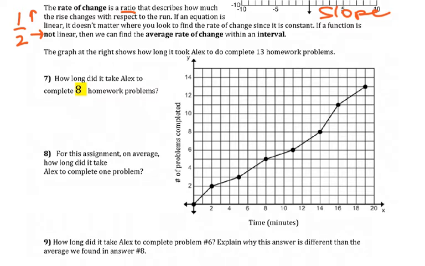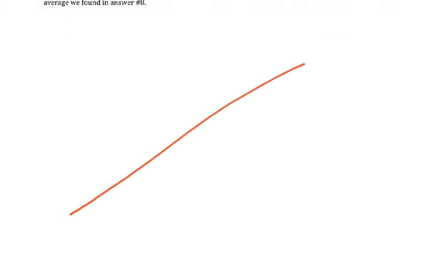If an equation is linear, it doesn't matter where you look to find the rate of change because it's a constant rate of change. So a slope is a constant rate of change. It does not change at all. What I mean by that, if I have a line here, it's going to be a constant rate of change. If this slope is 2/3, I'm going to go up 2 and over 3, up 2 and over 3, up 2 over 3. It's going to be the same rise and run all the way through the line.